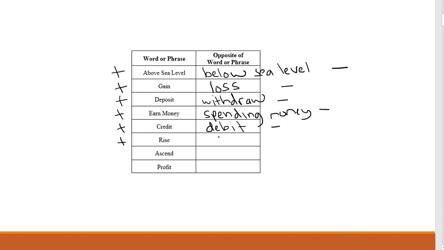Rise would be a positive integer. The opposite of rise is fall. Ascend is a word we could use that would be represented by a positive integer, and then descend is the opposite of that, and that would be a negative integer. And then profit would be a positive integer, and a loss would be represented by a negative integer. So hopefully you got all of these correct.